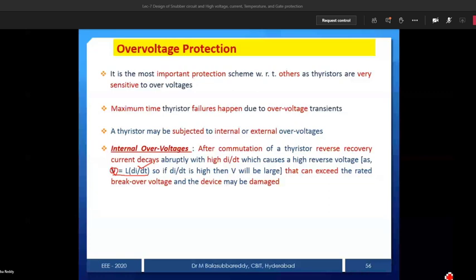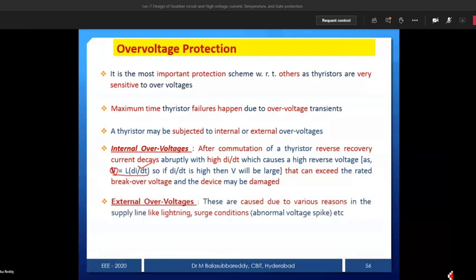The internal problem will arise if the di by dt value is high, meaning the reverse recovery time. At T2, I told you, the current we call the reverse recovery current, and that leads to breakdown of the junction J2. So that may also damage the device. That is the one problem in internal.